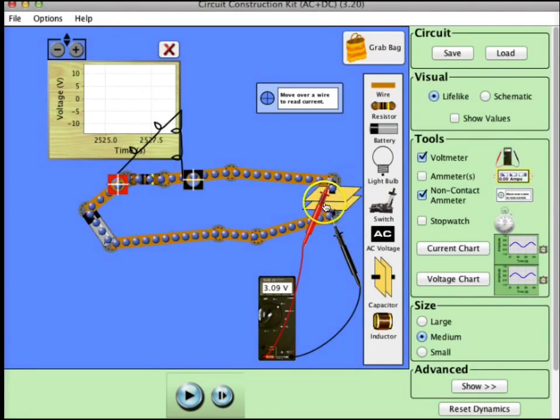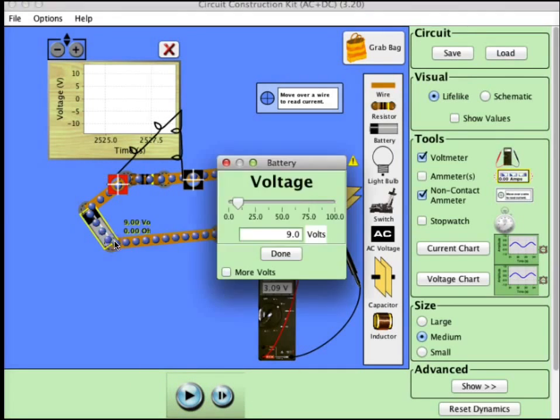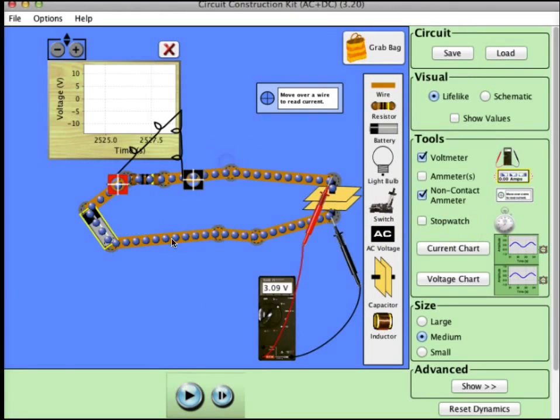Again, at the very beginning, my capacitor is uncharged. So it's going to act like a wire. So let's play. Here you can see that I have a 9-volt battery. Here you can see that the voltage was initially 0 and now it's approaching 9. And you can see that it's going to slow down until it reaches 9.